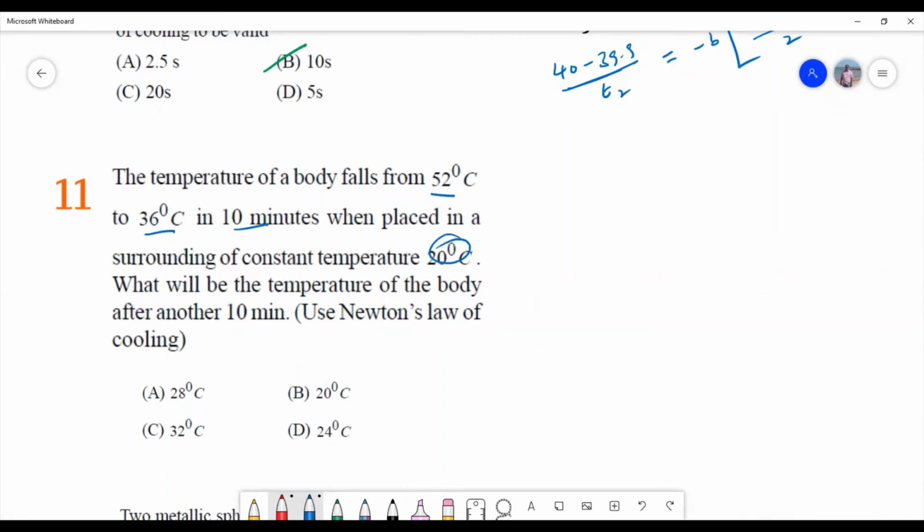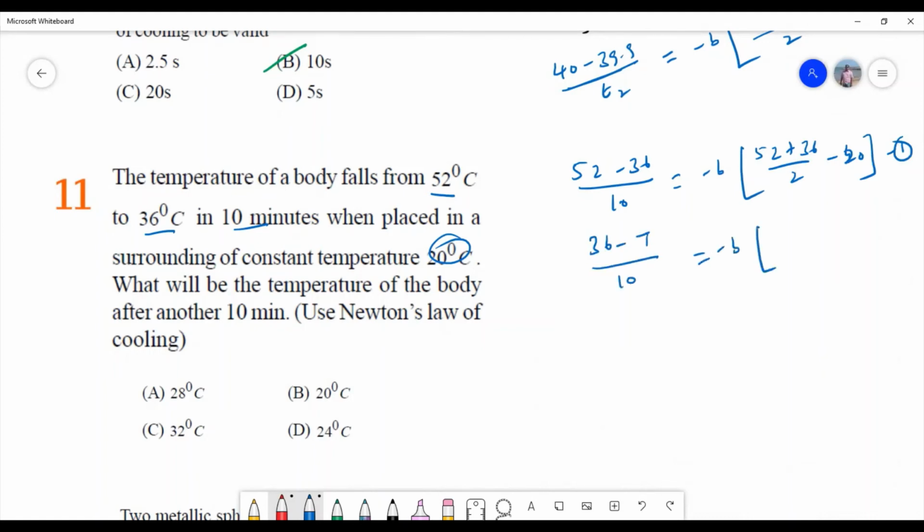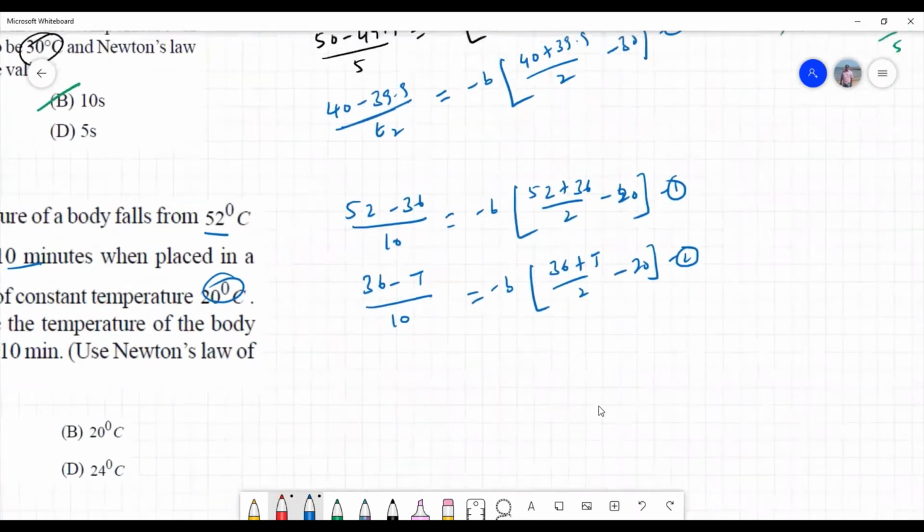So the same way I can write: 52 minus 36 by 10 is equal to minus b into (52 plus 36) by 2 minus 20. Equation 1. And now it is asking what will be the temperature after another 10 minutes. So let's take 36 minus t upon again 10 is equal to minus b into (36 plus t) by 2 minus 20, second equation. So you need to simplify that.